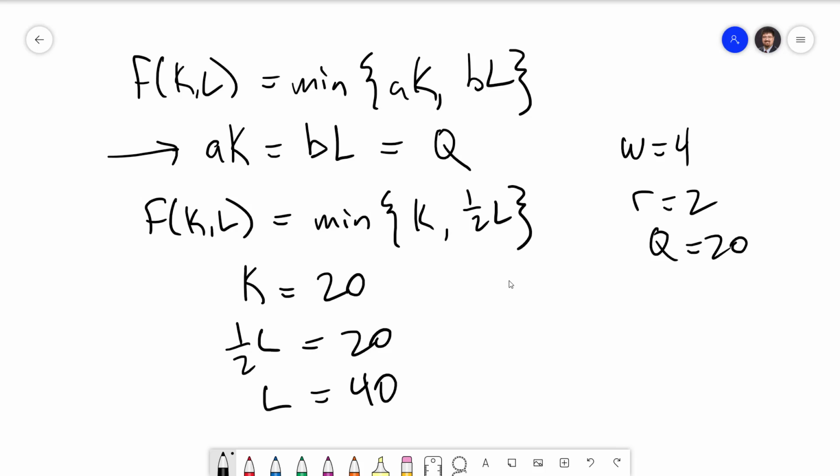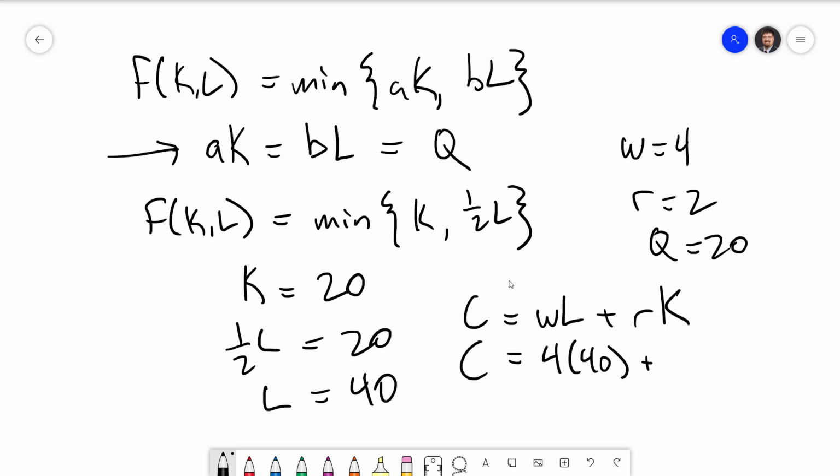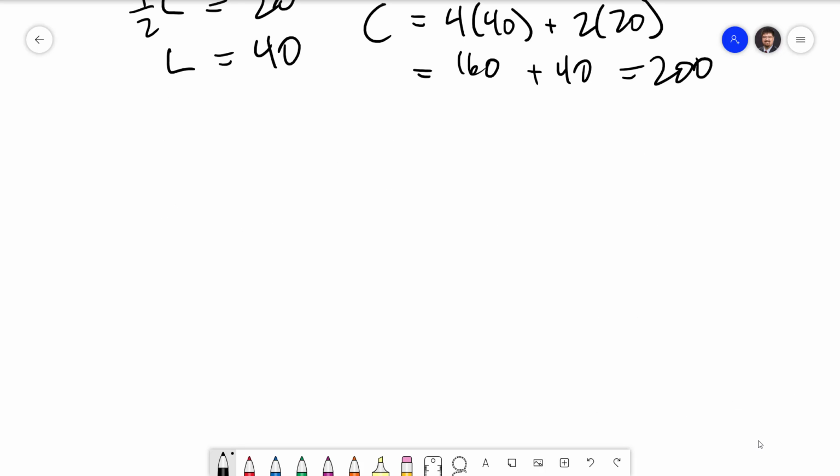We can then plug these in to figure out the total cost. Remember, that is WL plus RK, so we're just going to plug in the numbers. What we have is 4 times 40 plus 2 times 20. That's going to give us 160 plus 40, which is 200. Now that we have all this information, we can graph this one.